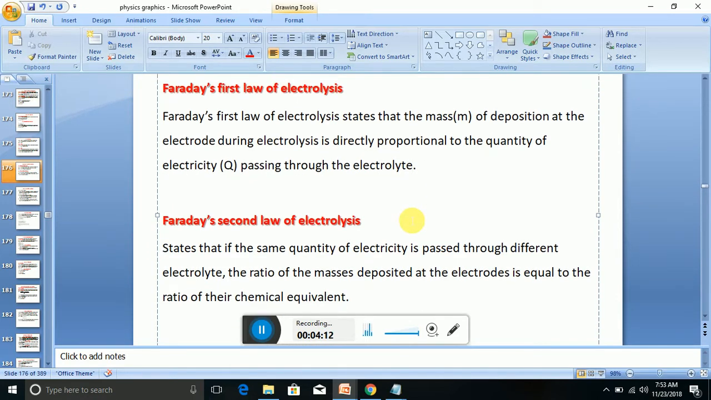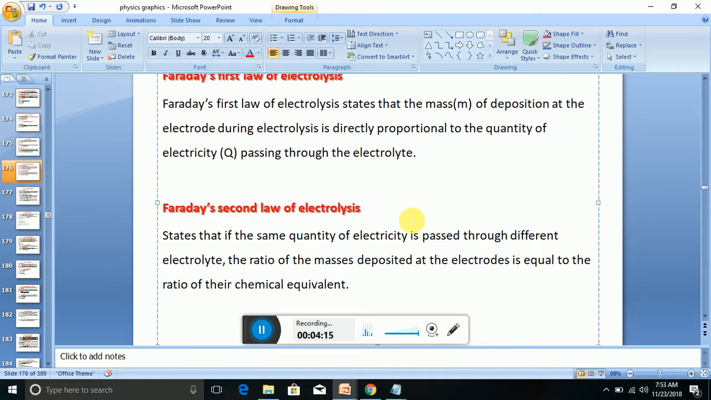Now let's look at the second law. The second law of electrolysis states that if the same quantity of electricity is passed through different electrolytes, the ratio of the masses deposited at the electrodes is equal to the ratio of their chemical equivalent. You're going to find out that these two laws, the first law and the second law of electrolysis, we are going to be using in solving calculations. So it's very important that you note these two laws.